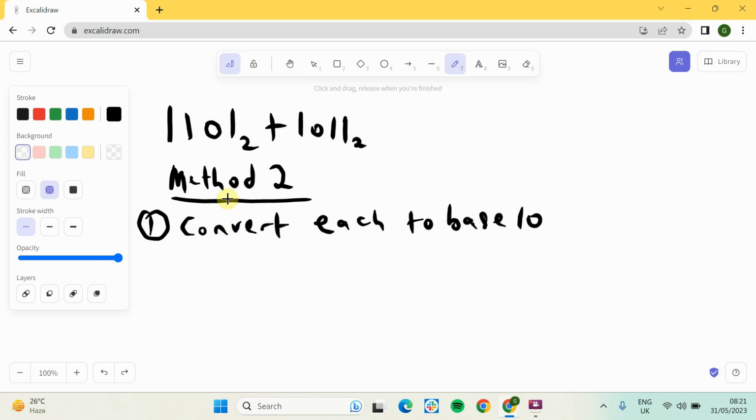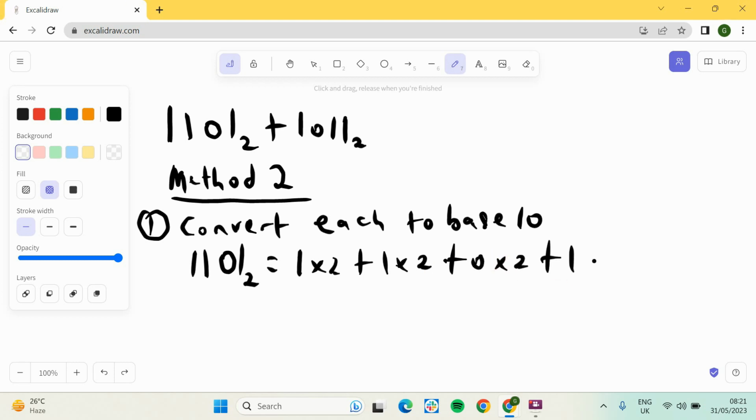You may want to pause the video to actually convert this one and this one to base 10. Welcome back. So let's convert 1101 in base 2. That will be 1 times 2 plus 1 times 2 plus 0 times 2 plus 1 times 2, right? And like we said, we multiply by the base, from the right to the left, giving it the power starting from 0.